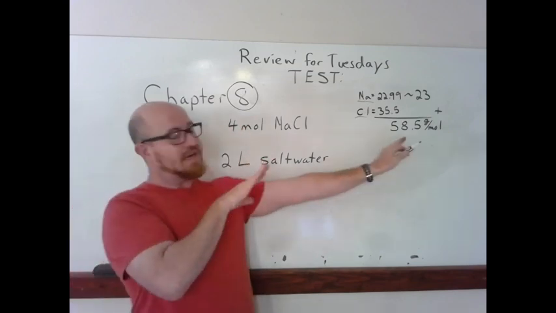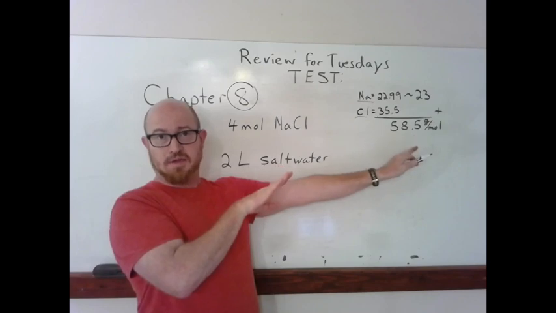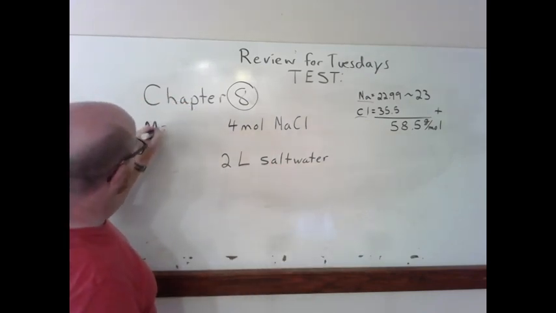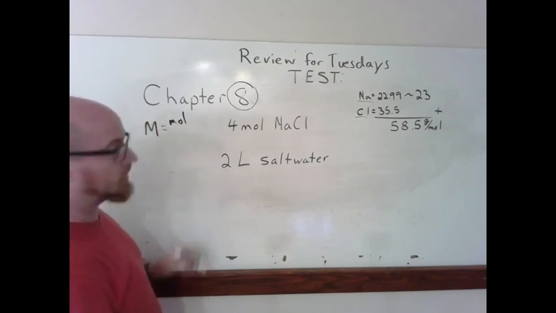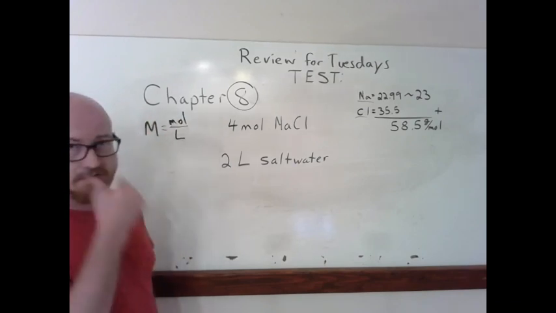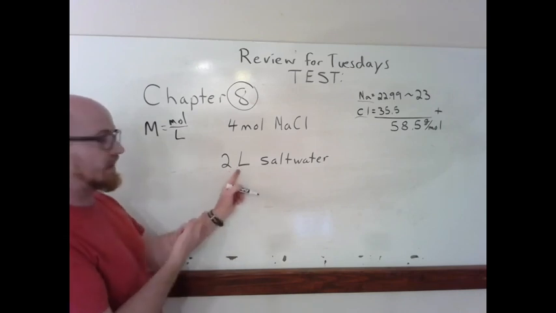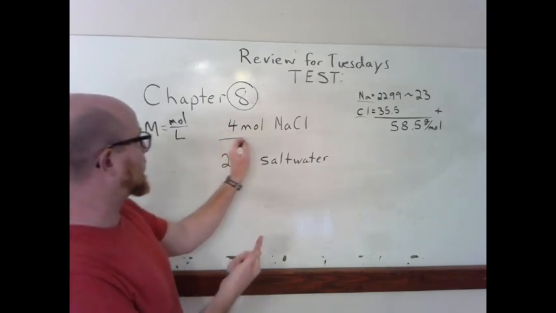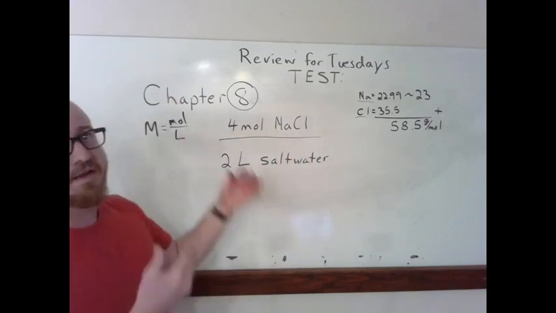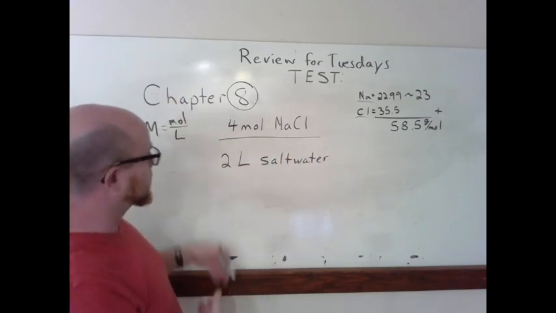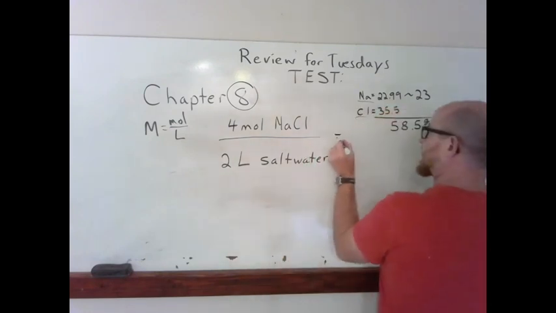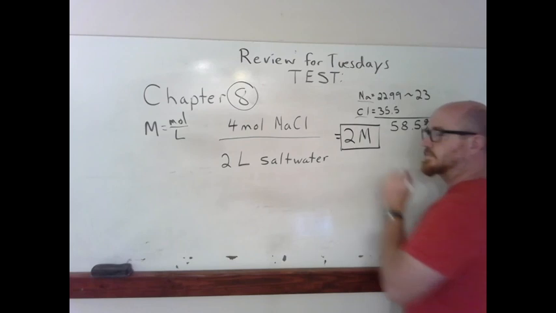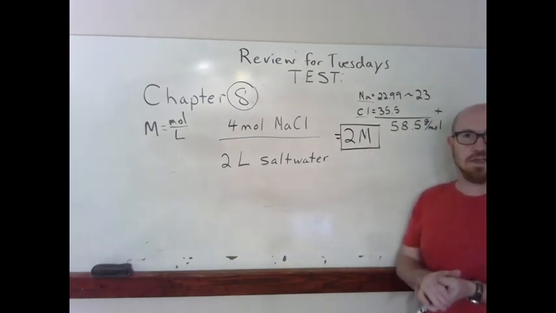So we don't need the molar mass for this, because remember, the formula for molarity is moles of solute over liters of solution. I have the liters of solution, I have the moles of the solute. All I've got to do is divide it, and now I've got 4 over 2. Of course, that breaks down to give us a 2 molar concentration. That one's not that tough.